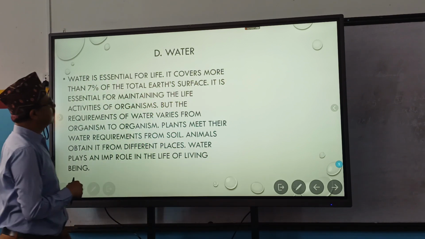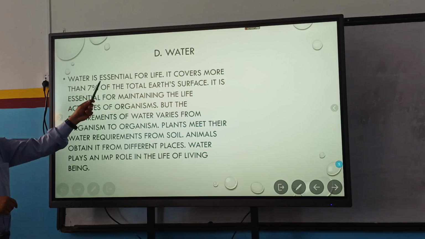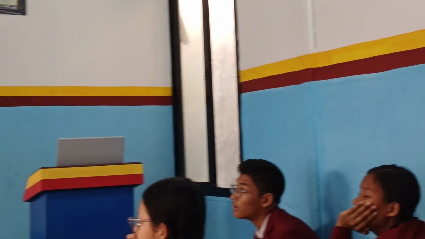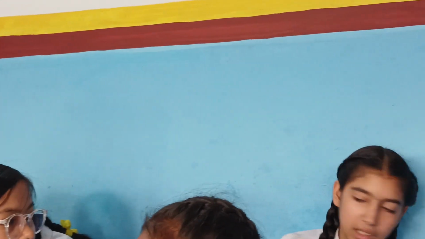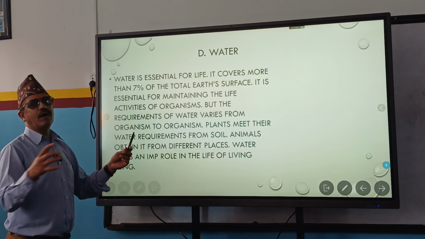Water. What is the next one? Water. Here it is given that water is essential for life. It covers more than 70%. It should be 70%, not 7%, this is a typing mistake. Our body also contains more than 70% of water. Earth's surface is also covered with more than 70% of water. And why is water required?